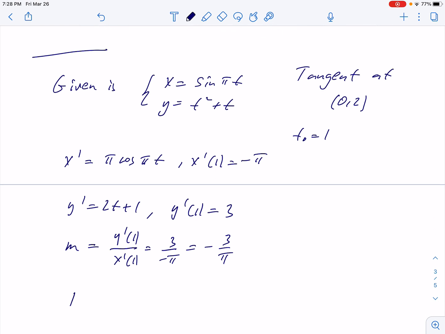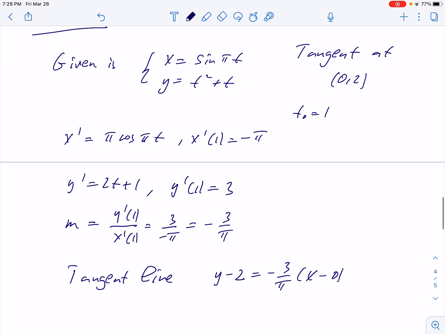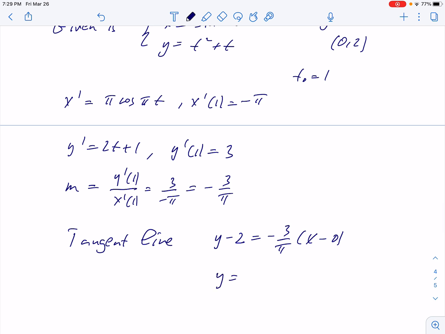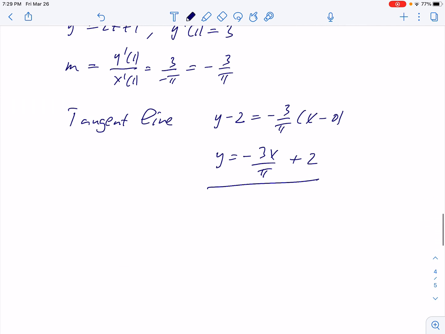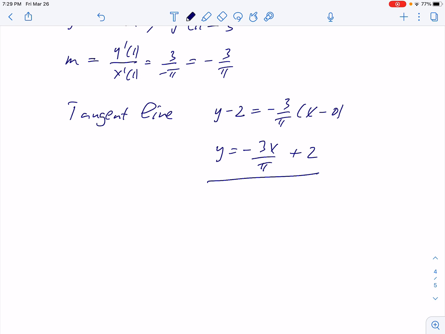And now we write the tangent line. The equation in Cartesian coordinates, that means rectangular coordinates. So y minus y0, y minus 2 equals this slope times x minus 0. So this will be y equals negative 3x over pi plus 2. Slope-intercept equation. Okay.